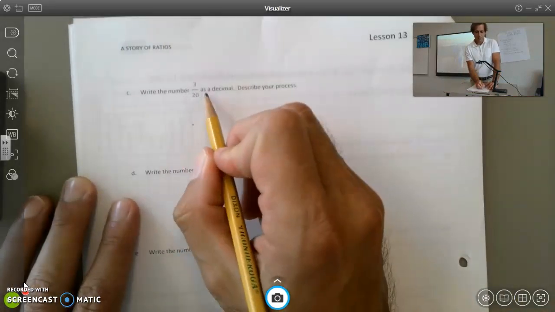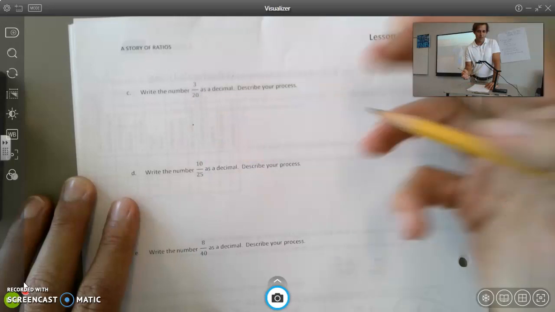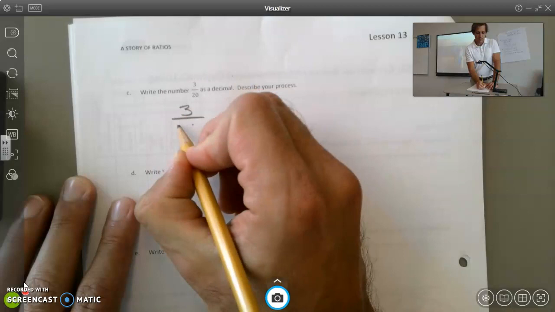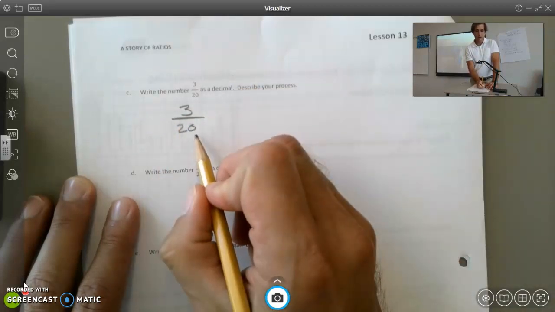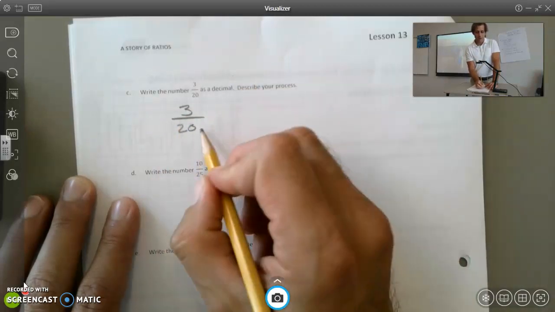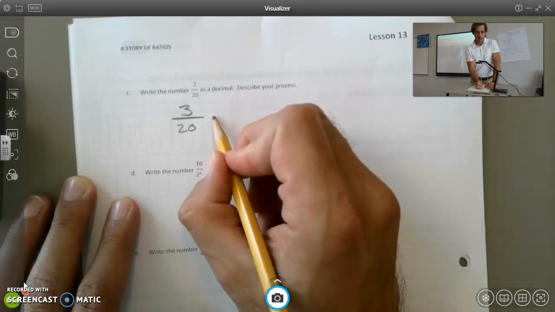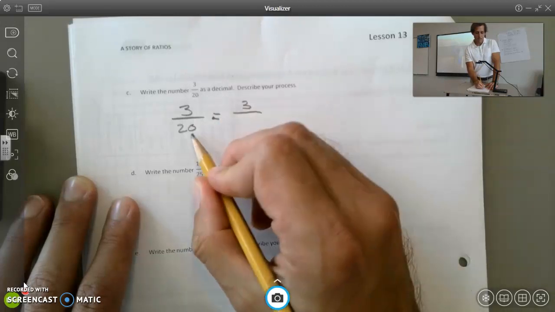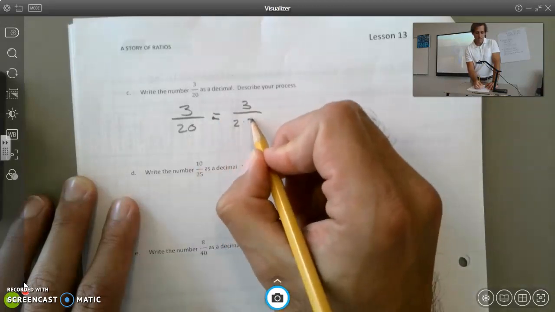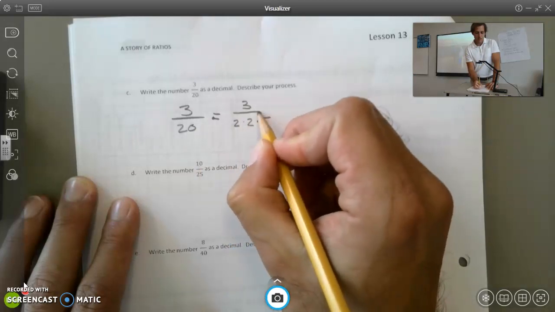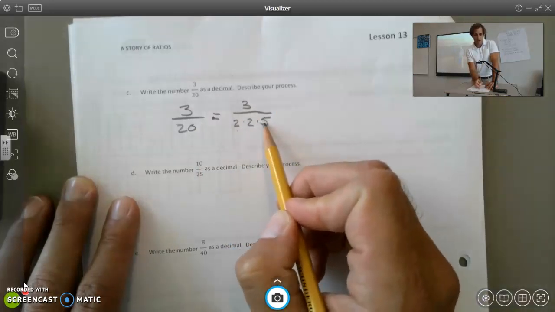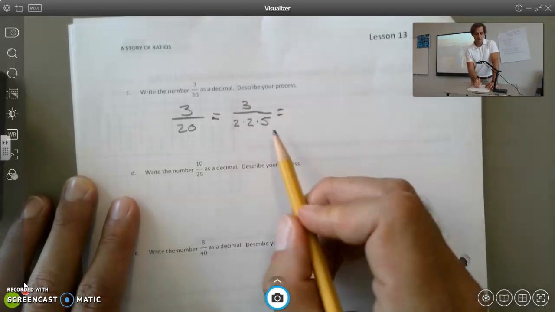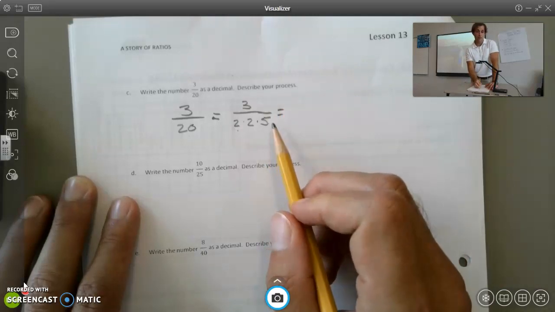All right, write the number 3/20 as a decimal. Now, to convert this to a decimal, we can take 3/20 and make this into a power of 10. So I would rewrite this as 3 over 2 times 2 times 5. Is that right? This is 10, so 2 times 10 is 20. So what do I need to multiply by in order to get another 10?